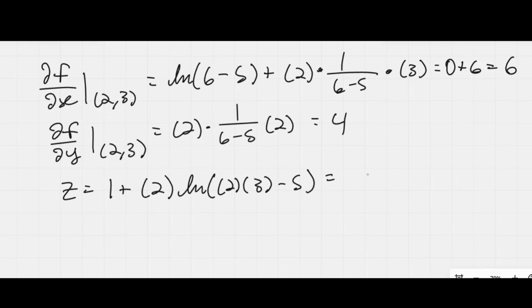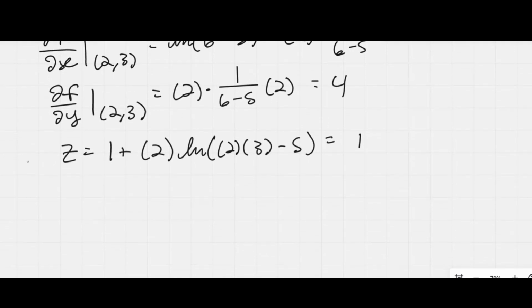That simplifies out to, once again, just 1. The reason behind that is because ln(6 minus 5) is, again, 0, so 1 plus 2 times 0 is going to be 1. Now that we have our z-value, we can actually calculate the linearization.